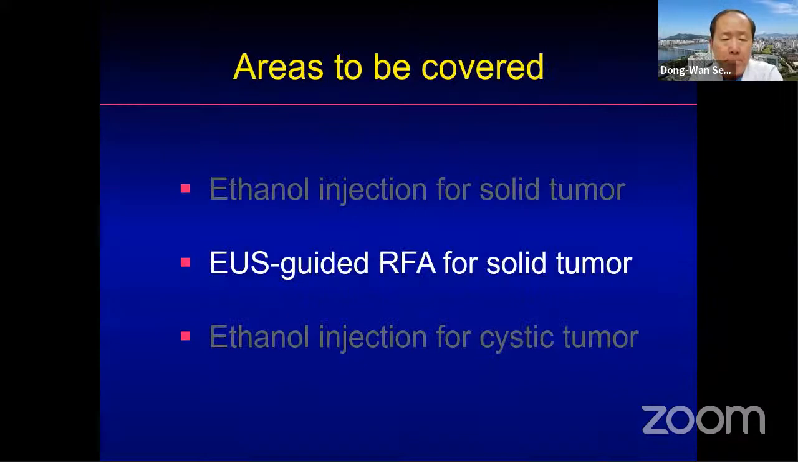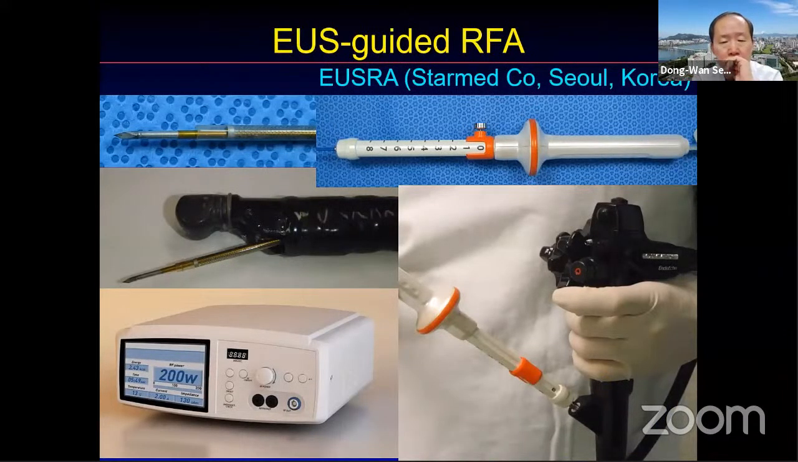The next area is EUS-guided RFA for solid tumors. Our group was interested in EUS-guided RFA and started a collaborative research with the STARMED company, which is one of the Korean companies producing RFA devices. We designed a prototype EUS-guided RFA electrode.